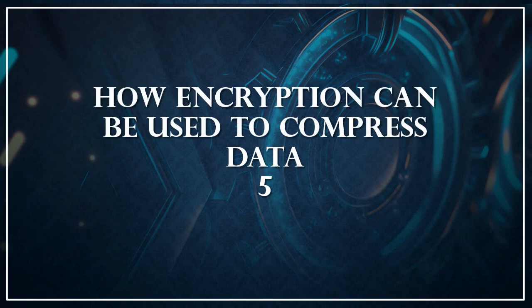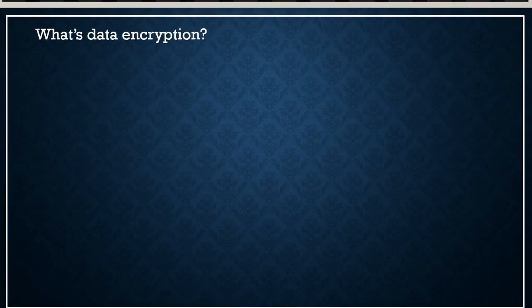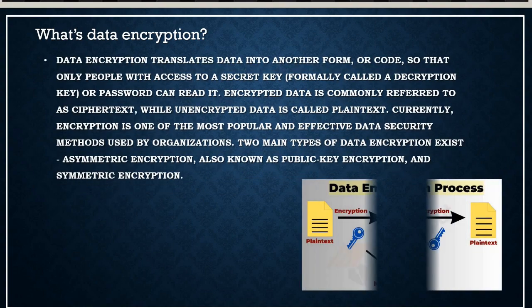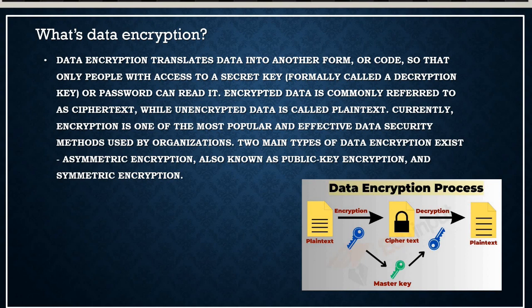And then, how encryption can be used to compress data. What's data encryption? Data encryption translates data into another form or code so that only people with access to a secret key or password can read it. Encrypted data is commonly referred to as ciphertext, while unencrypted data is called plain text. Currently, encryption is one of the most popular and effective data security methods used by organizations. Two main types of data encryption exist: asymmetric encryption, also known as public key encryption, and symmetric encryption.